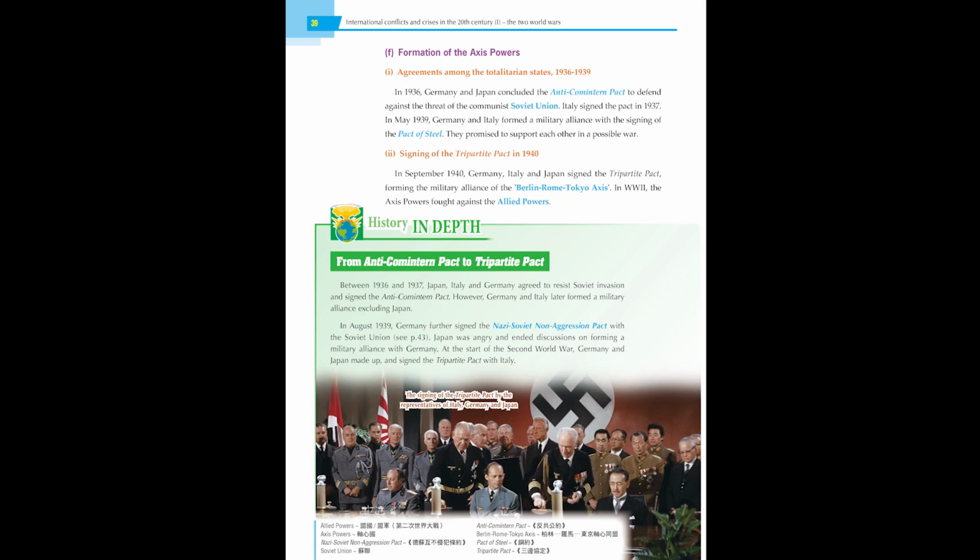In August 1939, Germany further signed the Nazi-Soviet Non-Aggression Pact with the Soviet Union. Japan was angry and ended discussions on forming a military alliance with Germany. At the start of the Second World War, Germany and Japan made up and signed the Tripartite Pact with Italy.